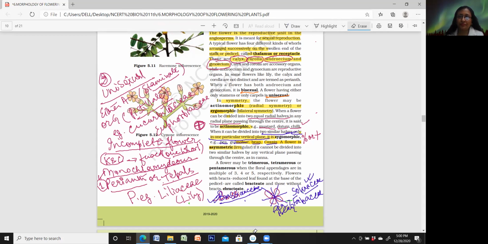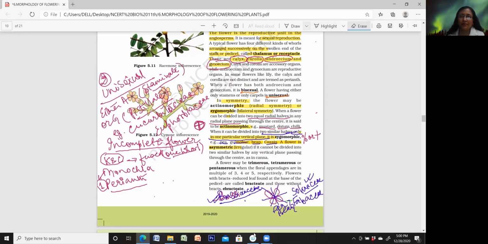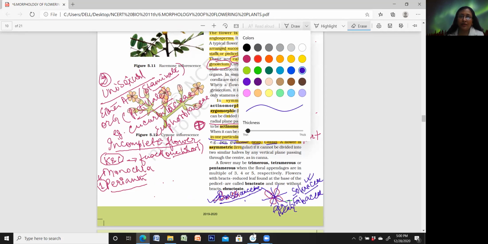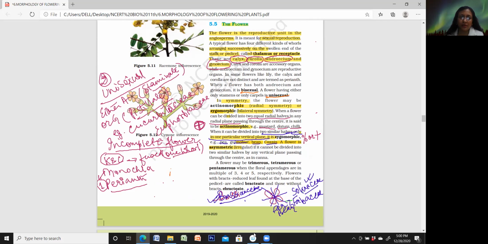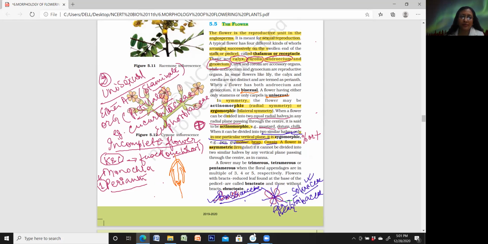So I'm trying to make a little space out here so that I can tell you what happens with the zygomorphic flowers. Now pea flower, for example, if I take the pea flower, then the flower is somewhat like this. We'll do more study about this pea flower. Now you cannot cut it into equal halves until you cut it like this. This is the only plane in which it will cut into equal halves.